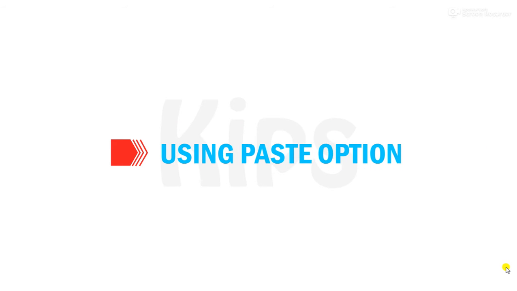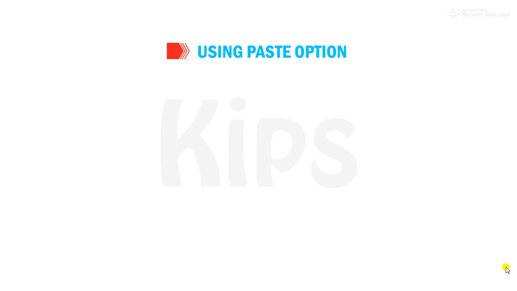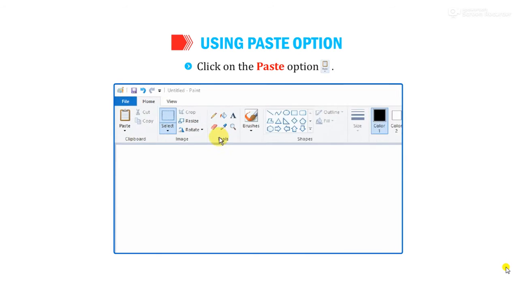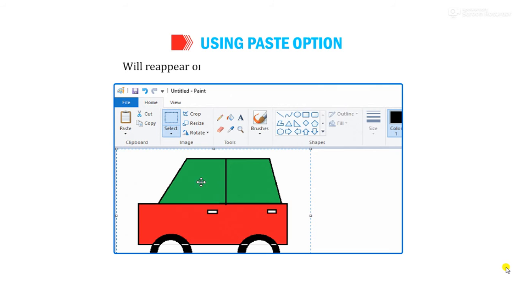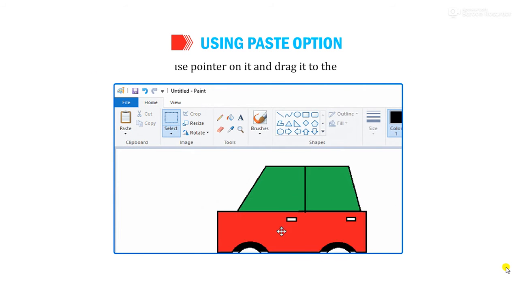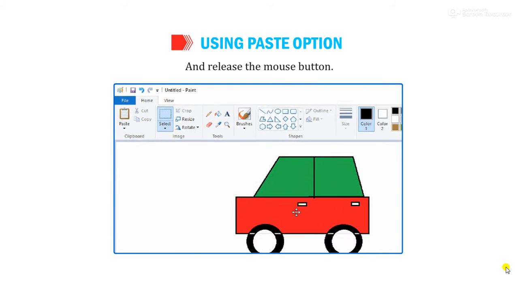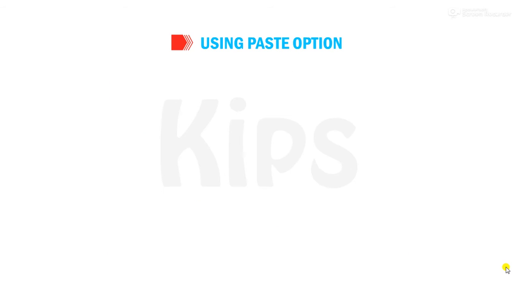Let me tell you the steps of using Paste option. Click on Paste option. Now the object that you have cut will reappear on the top left corner of the drawing area. Place the mouse pointer on it and drag it to the desired location and release the mouse button. Students, the selection box can be removed by clicking outside the selected area.